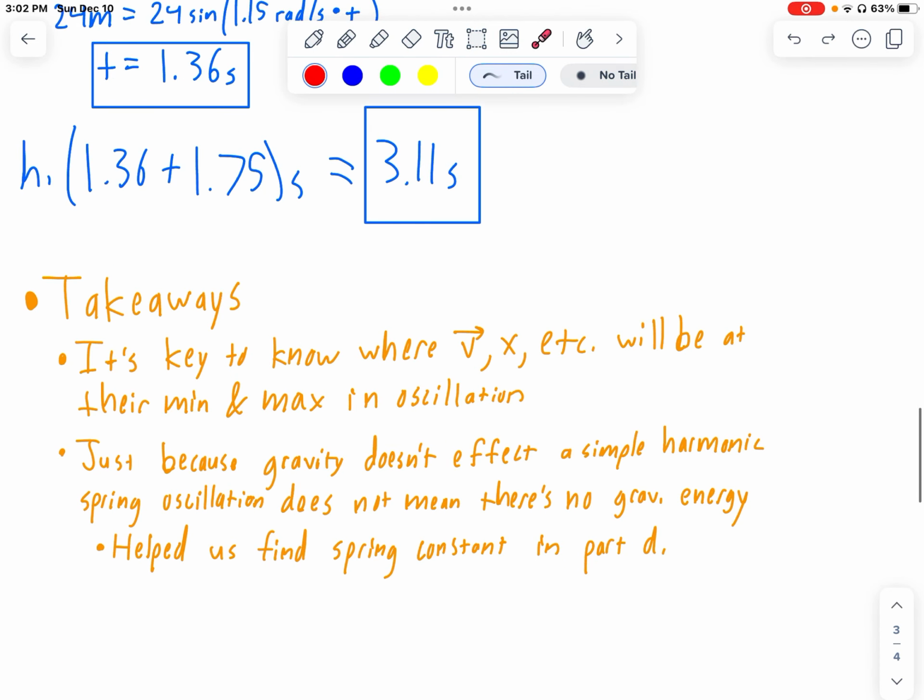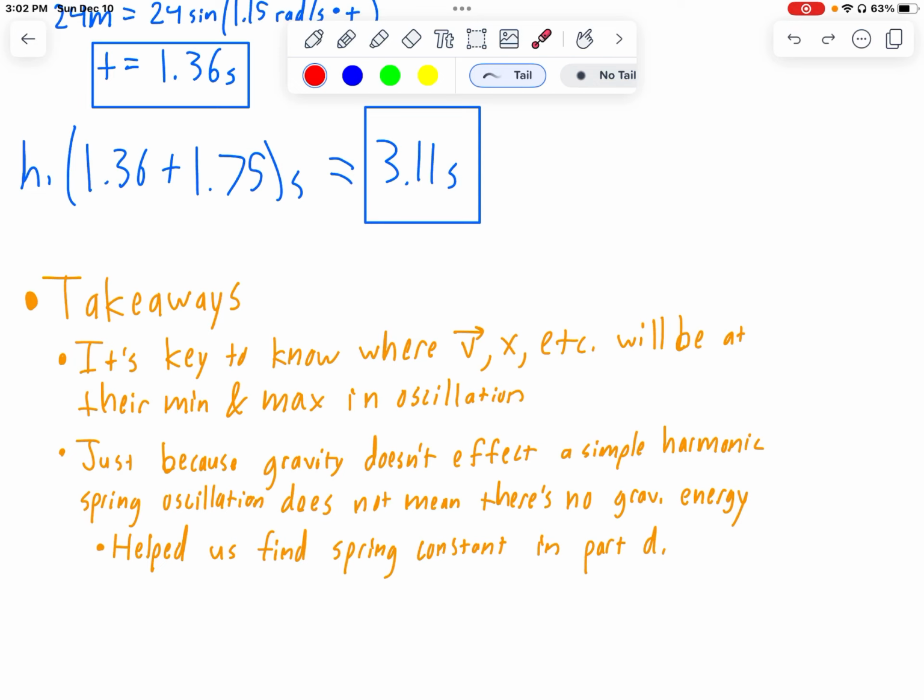Here are my takeaways. It's key to know where velocity, position, etc., like energy, acceleration will be at their min-max in oscillation. We spent a whole lot of time on that, so you really should understand and commit those to memory, write them in your calculator if you must.